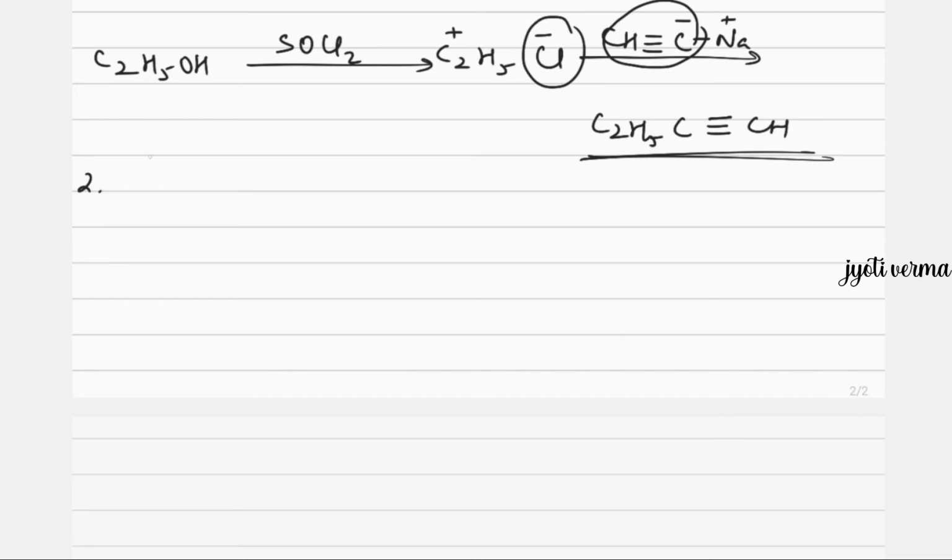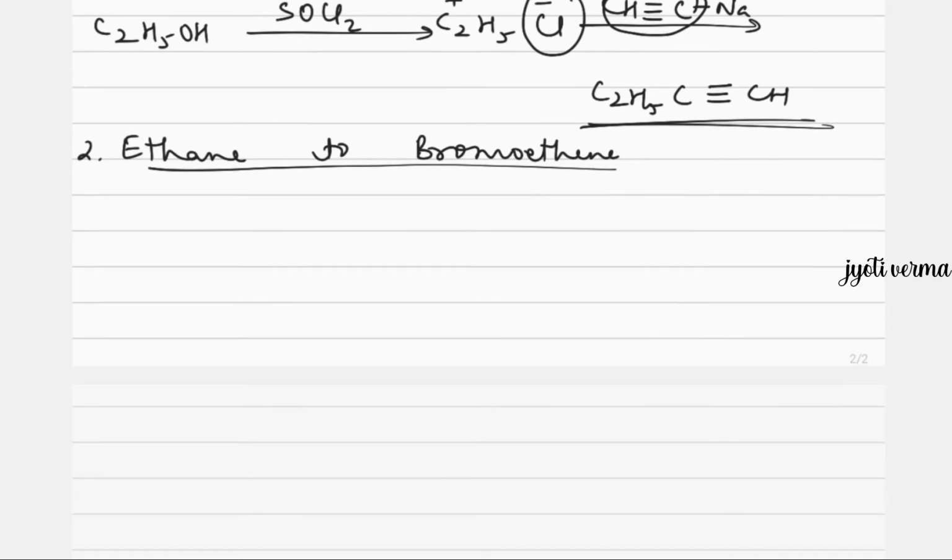Now number 2 is ethane to bromoethene. Ethane to bromoethene. How can we do it? Again, write the formula. CH3CH3 should be converted to bromoethene, that is CH2 double bond CHBr. This is what we need to do. Here if you compare, what is the difference between the two? CH3 has a single bond, here we have a double bond. Double bond means it is somewhere undergoing elimination.